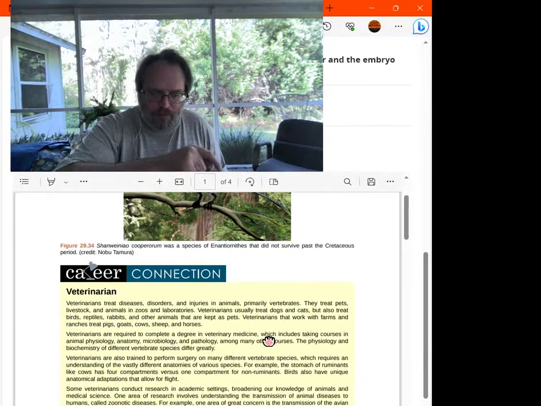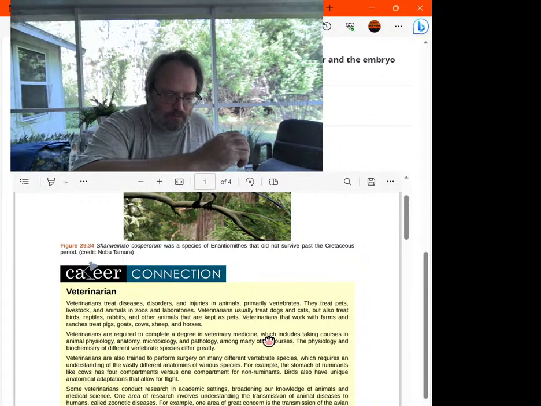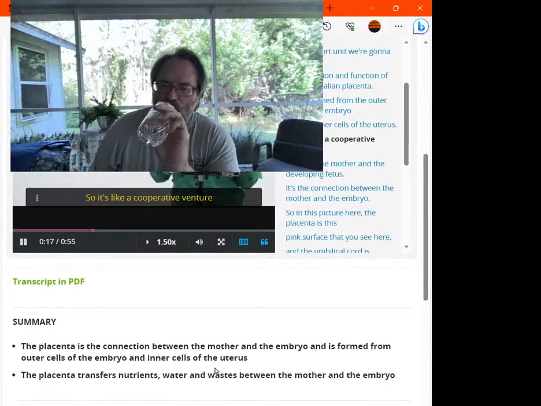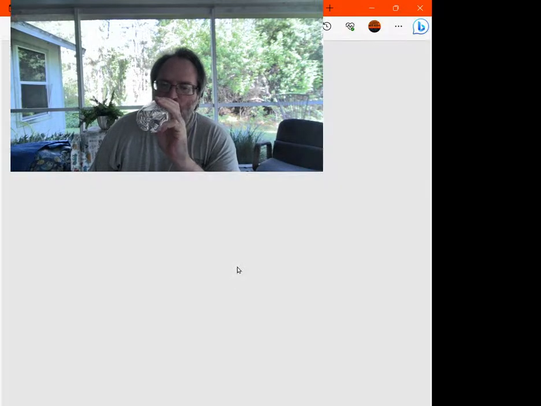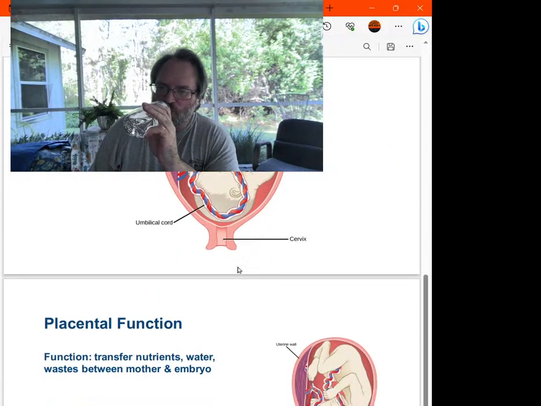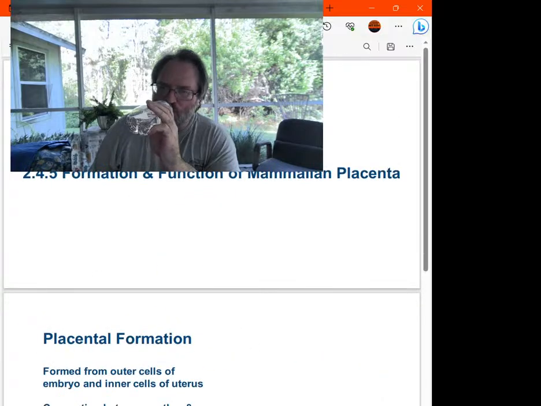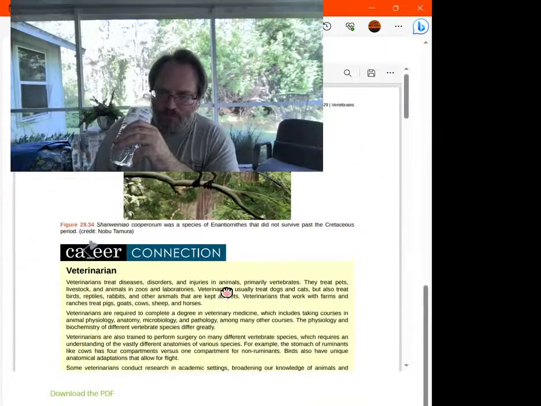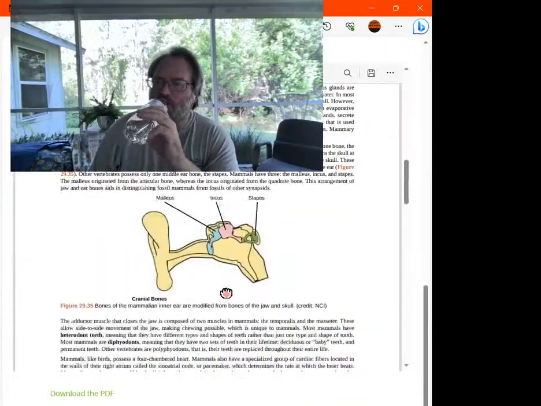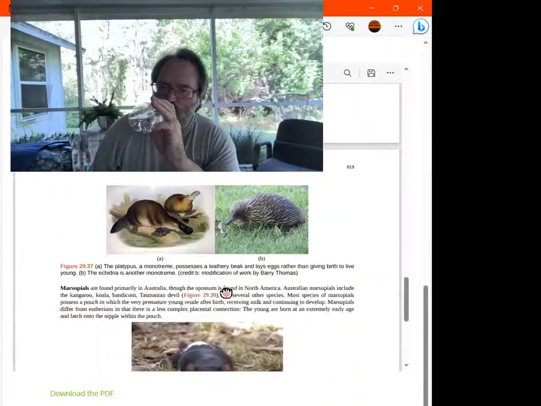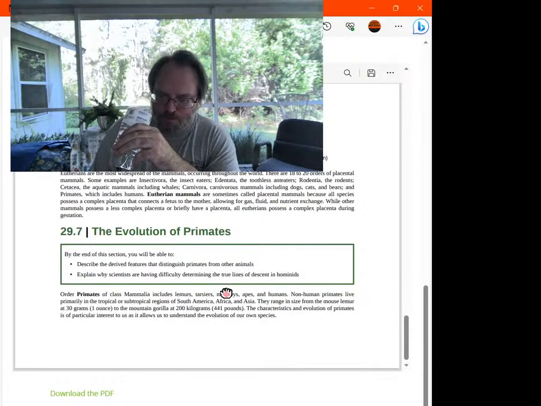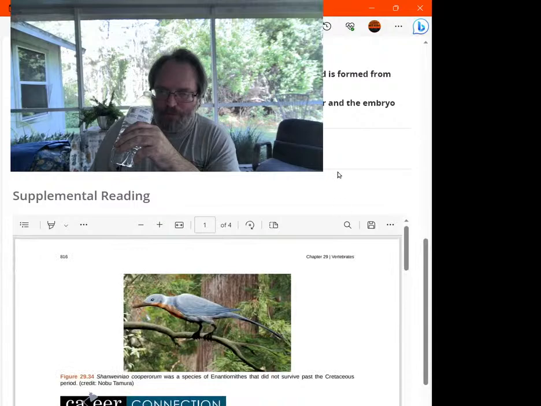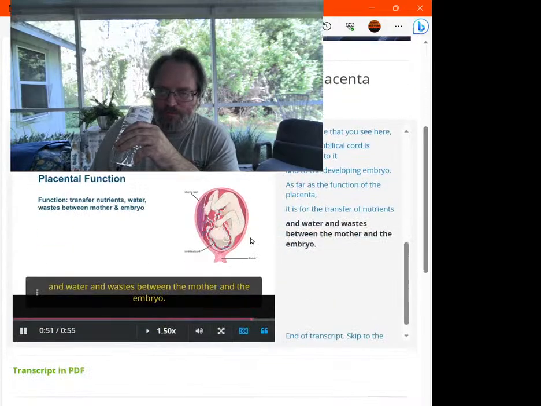In this short unit, we're going to talk about the formation and function of the mammalian placenta. This is formed from the outer cells of the embryo and the inner cells of the uterus, so it's like a cooperative venture between the mother and the developing fetus. It's the connection between the mother and the embryo. In this picture, the placenta is the pink surface that you see here, and the umbilical cord is connected to it and to the developing embryo. As far as the function of the placenta, it is for the transfer of nutrients, water, and wastes between the mother and the embryo.